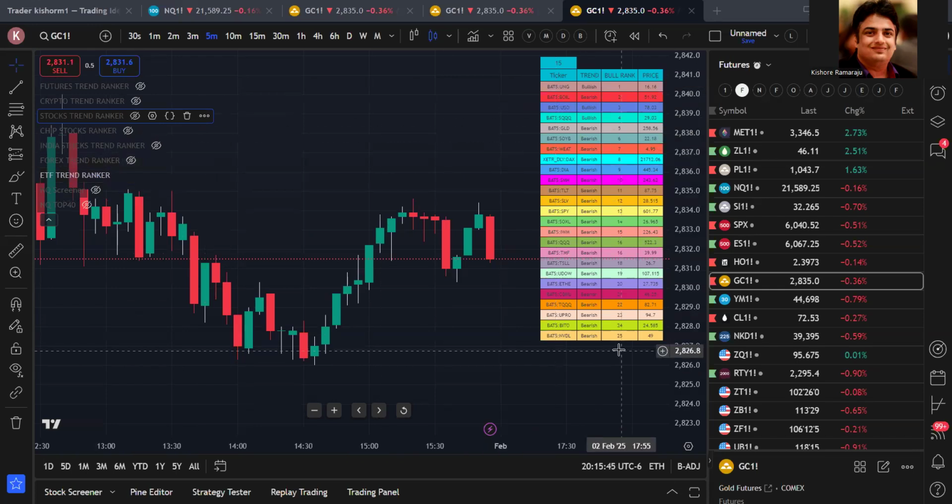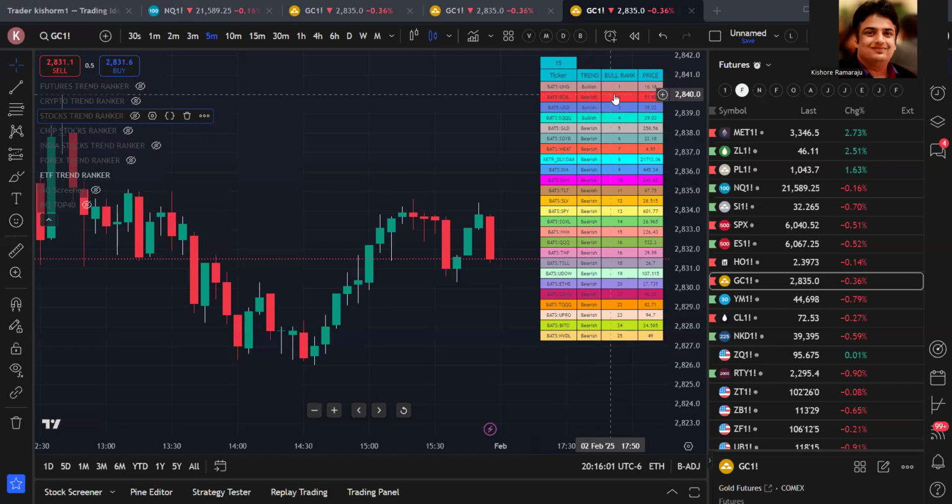Yeah, ETFs. So you have UPRO, NVDL, TQQ, UDOW, TSLL, IWM, SOXL, right? All these are ETFs. Instead of depending on one stock, you want to depend on the ETFs. Then you can use this ETF ranker.